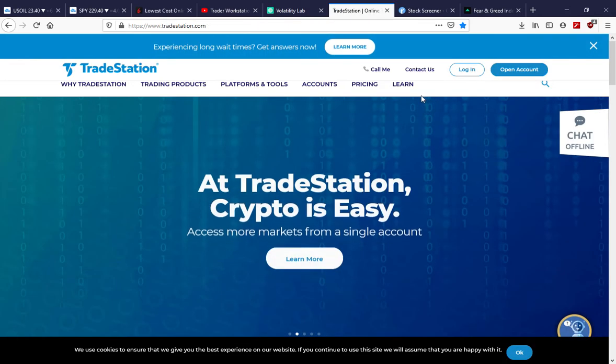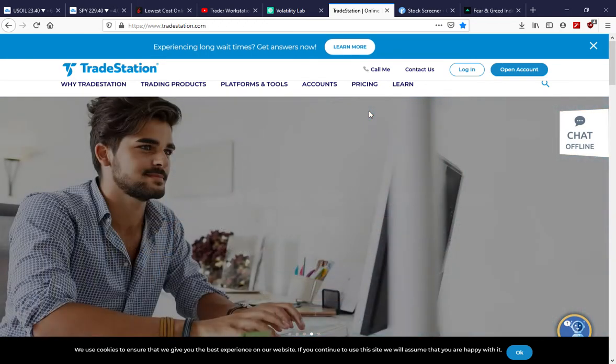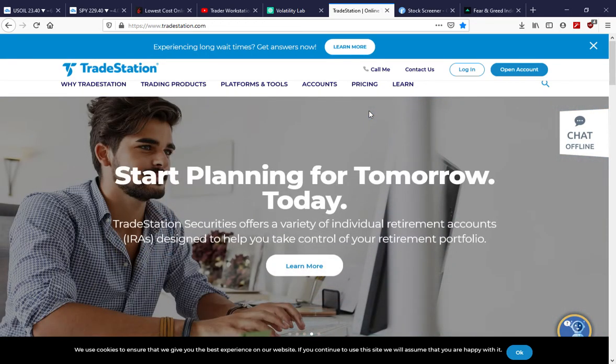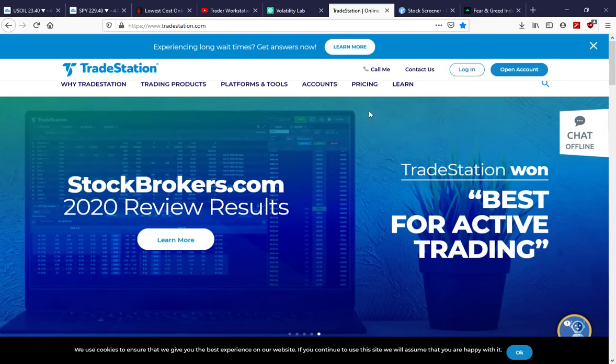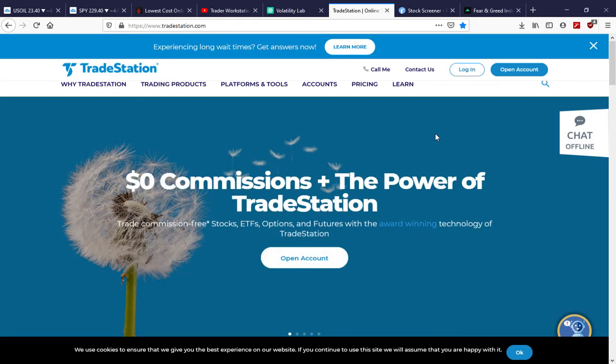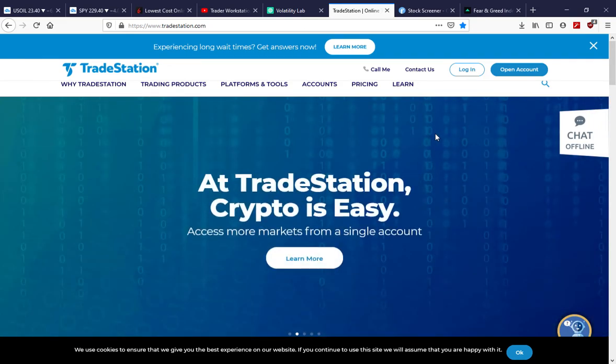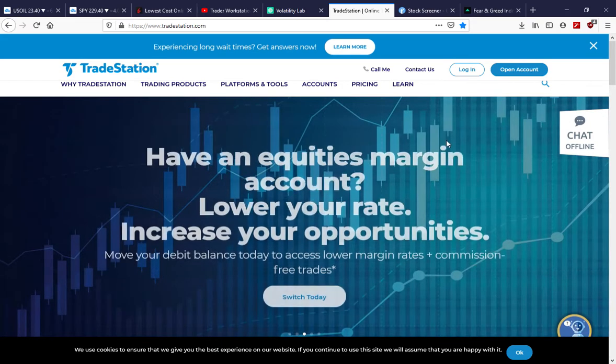This is TradeStation. TradeStation doesn't have a great reputation for customer service, unfortunately. They used to be great once, but whatever's happened, the management's let them slip, and they're getting a bit of a bad reputation for customer service now, unfortunately. But due to the fact that you can trade straight off the TradingView chart, it's worth it.